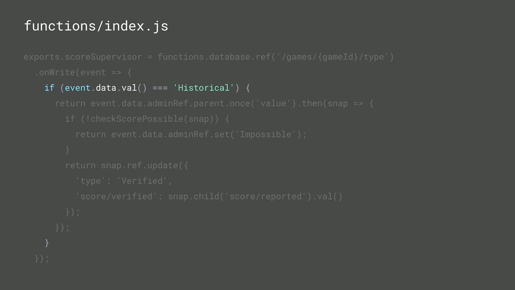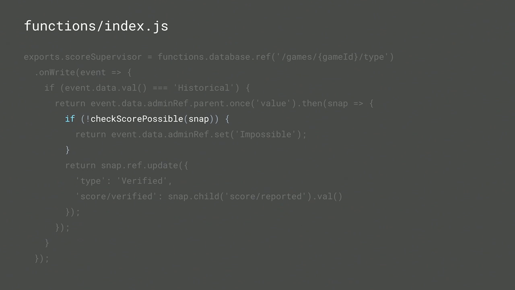We verify that it is indeed a historical upload, and then we fetch the entire game state. In this case, I'm using the admin ref, which is an initialized database reference to the location that triggered the database trigger. And I'm returning a promise so that the cloud function here knows to wait for its completion.